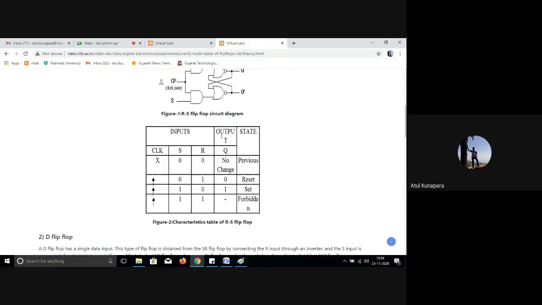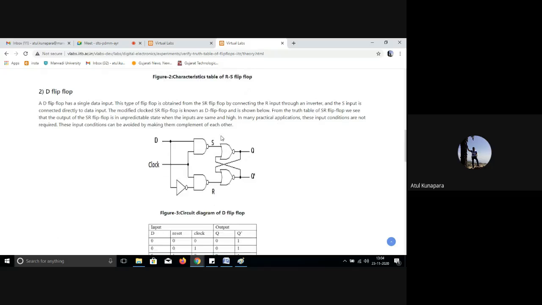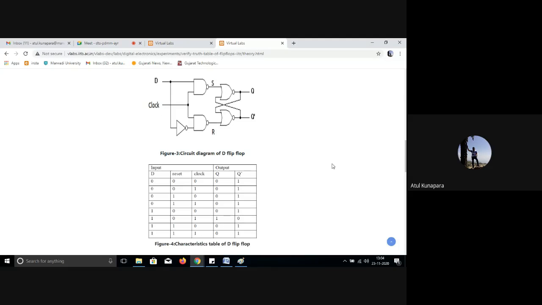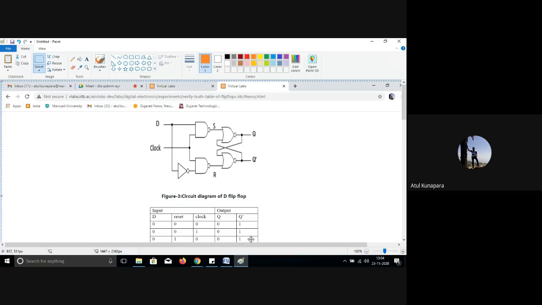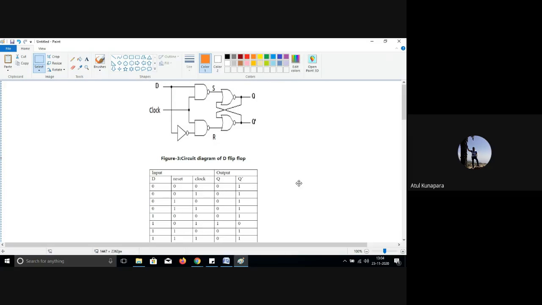Now, the second thing we want to discuss is the D flip-flop. You look at here, this one is the D flip-flop. What is the difference between the RS flip-flop and the D flip-flop? You look at this circuit, you can find the difference. In the RS flip-flop, we had two inputs, R and S, right? But here in the D flip-flop, this is combinedly known as your D flip-flop.